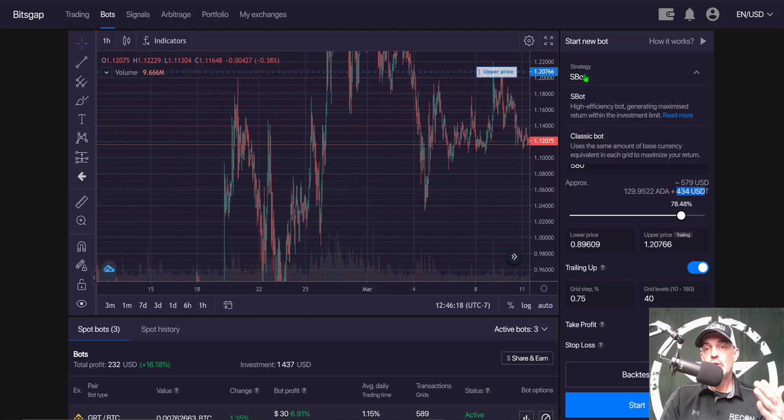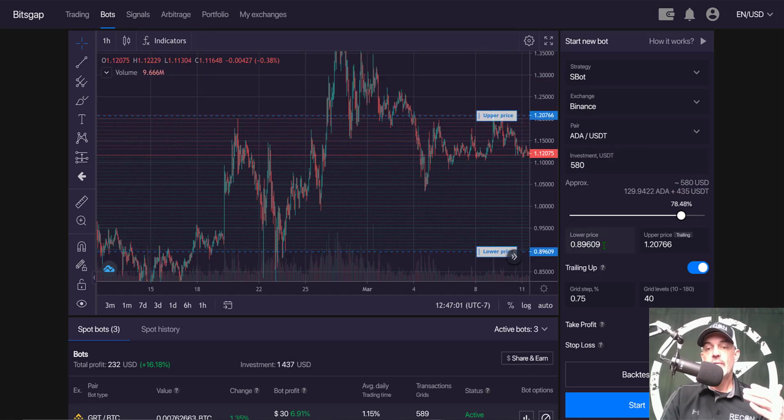So now they have two strategies on Bitsgap, SBOT and Classic. Classic bot works best for a price that's moving up, whereas the SBOT works best on something that is consolidating. And currently, ADA is consolidating, so I'm going with the SBOT. As far as the strategy that I'm going to deploy on Binance, the pair is ADA USDT. My total investment will be $580. My lower limit price is right around the 90-cent range. My upper limit price is at 120 and change.